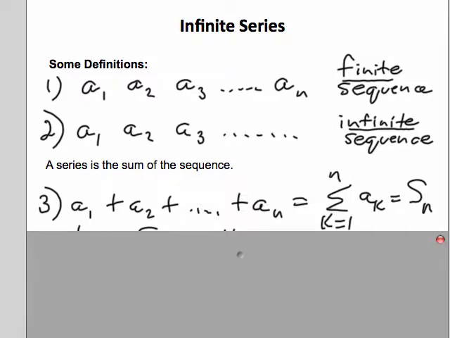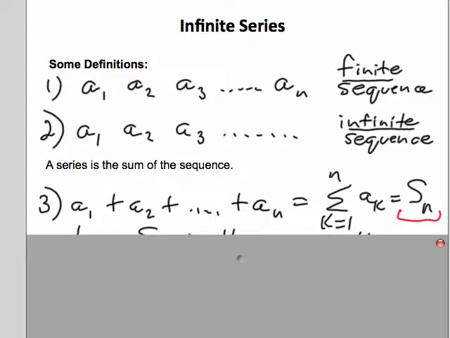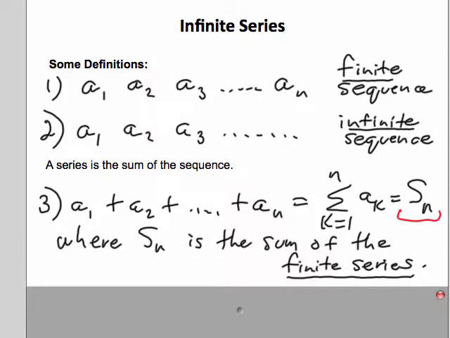So in my example here, I've got a finite series, and if we've got a finite number of terms, which we can express in sigma notation as you see, we can add up those terms to get the sum of those n terms. So Sn is the sum of a finite series.